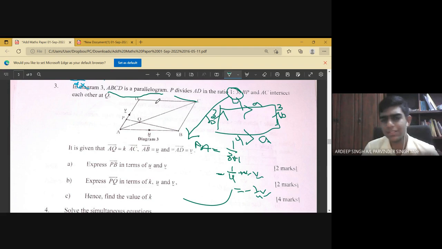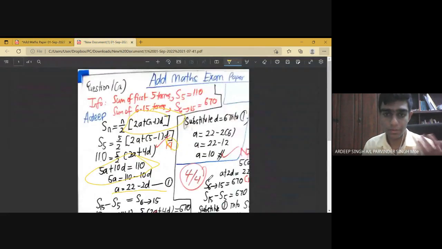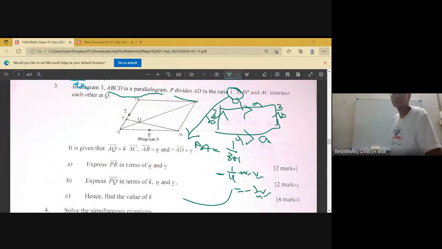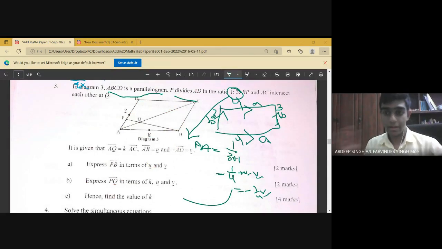It's very simple. It's just like building blocks with Legos, you know. For me, I find it like Lego. So express PQ. That means express PQ here. Let me ask Buen to show you about this question. Buen, can you explain about this? You can explain first your working. You can show your working for everything.